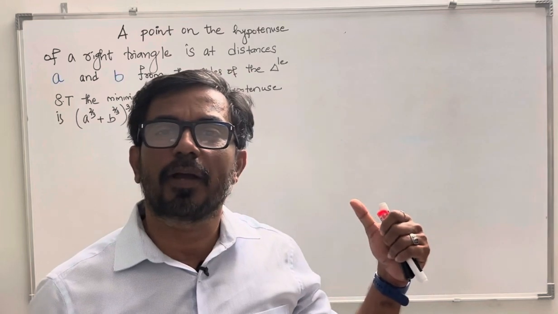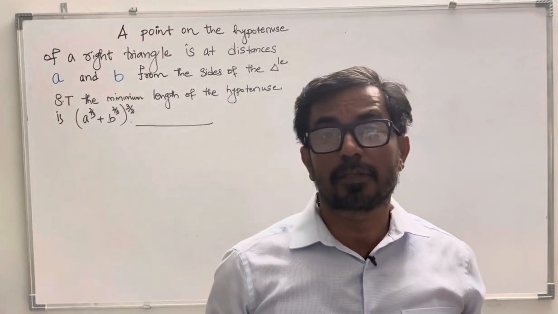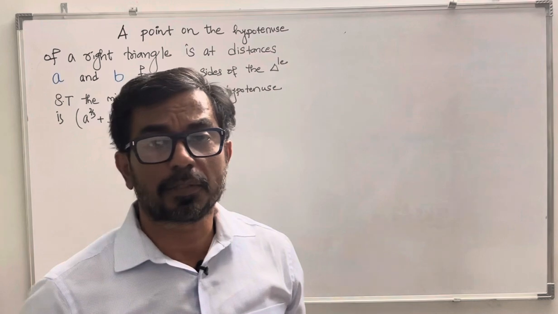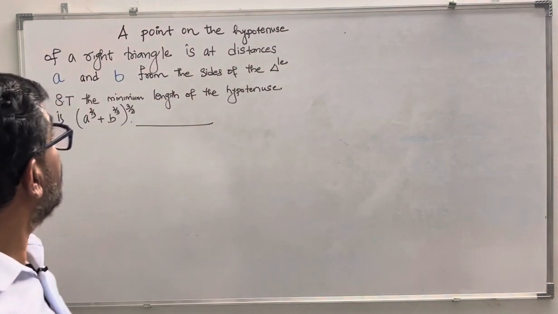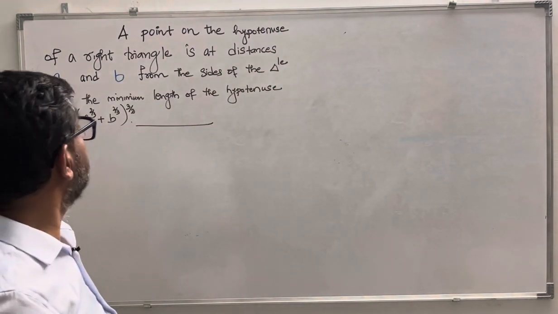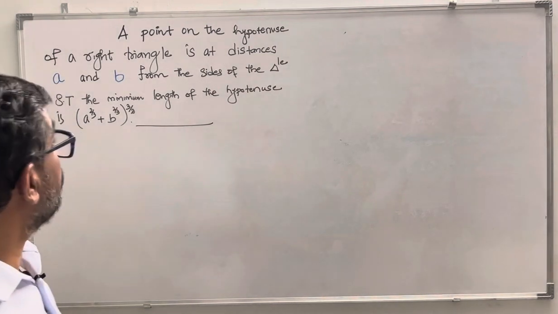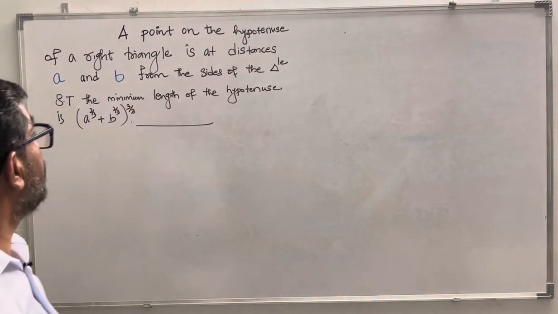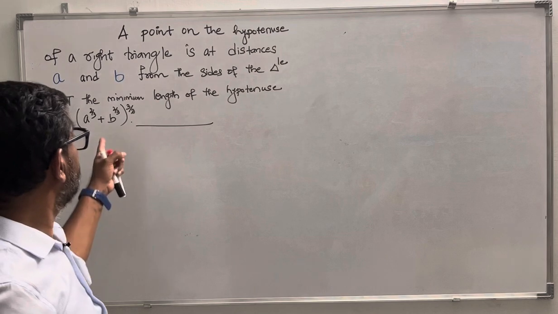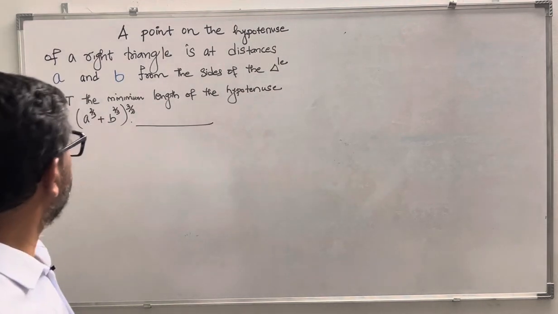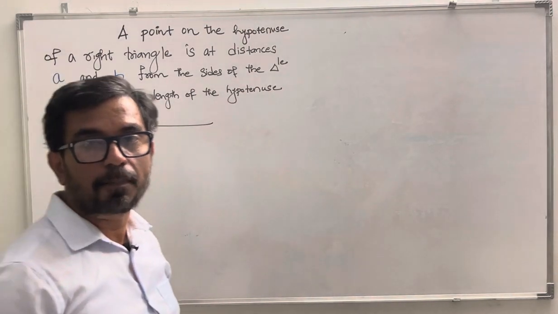We'll think about a question from application of derivatives, maxima minima application question. A point on the hypotenuse of a right triangle is at distances A and B from the sides of the triangle. Show that the minimum length of the hypotenuse is (A^(2/3) + B^(2/3))^(3/2).